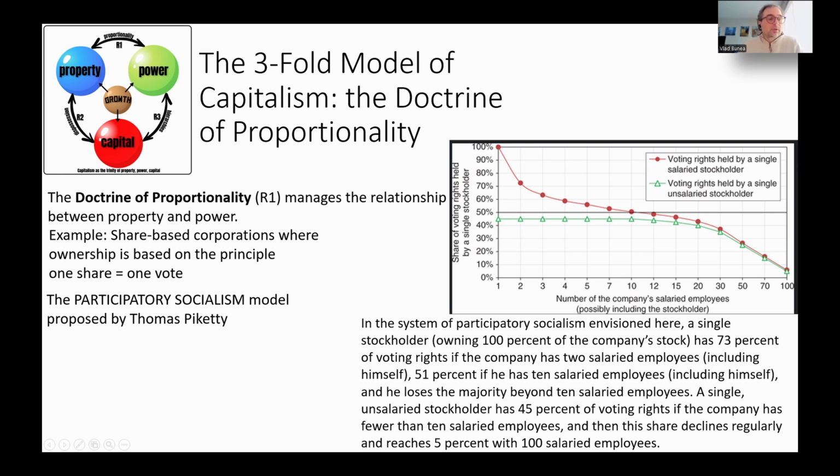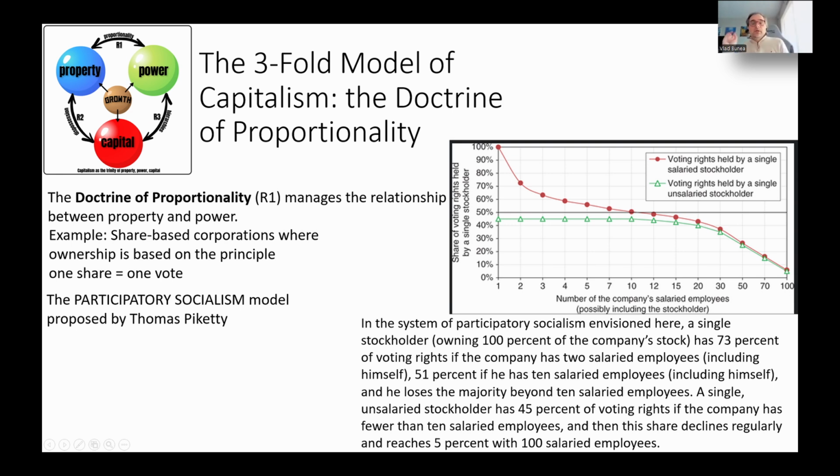Let me turn on the laser pointer. So here, this is one person. So they own 100% of the company's stock, and they have 73% of voting rights if the company has 2 salaried employees, including himself. Then they would have 51% if he has 10 salaried employees. This is 10, including himself. And that person loses the majority beyond 10 salaried employees. So this is when the line is below 50%. Then this share declines regularly and it reaches 5% with 100 salaried, and I would say plus here at the right.